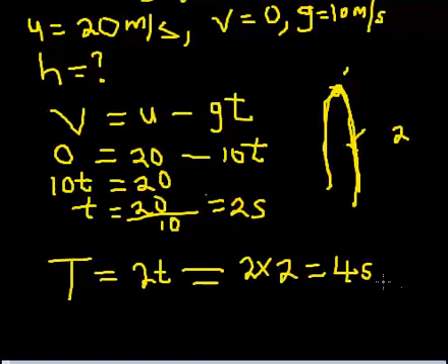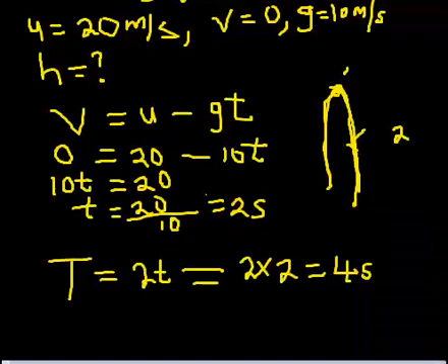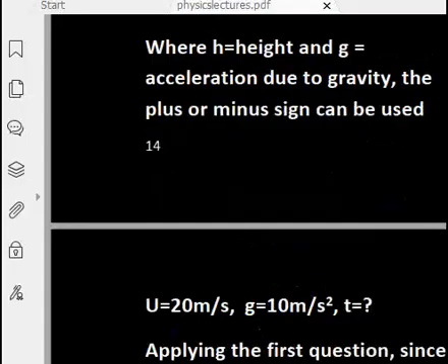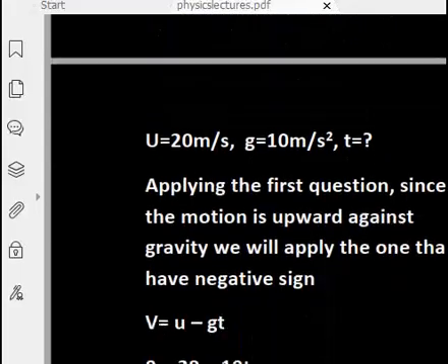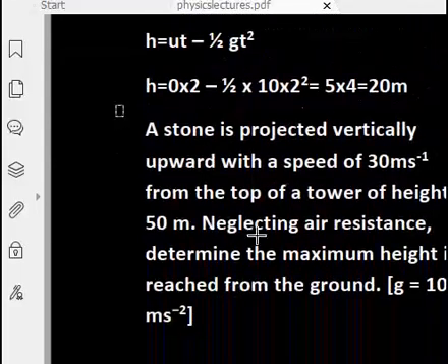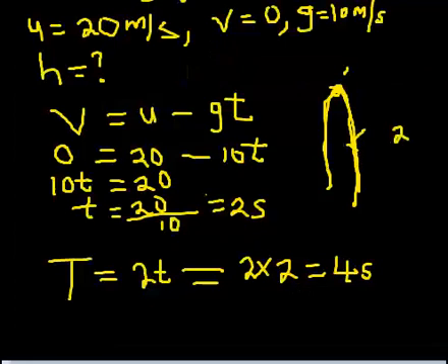All right, let's move forward. Let's get our note. Let's see whether we have another question to apply. Okay, here there's another question. I will bring it to the screen.